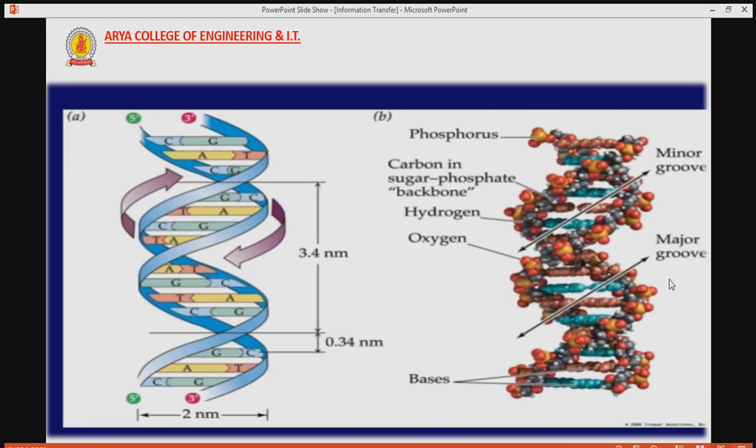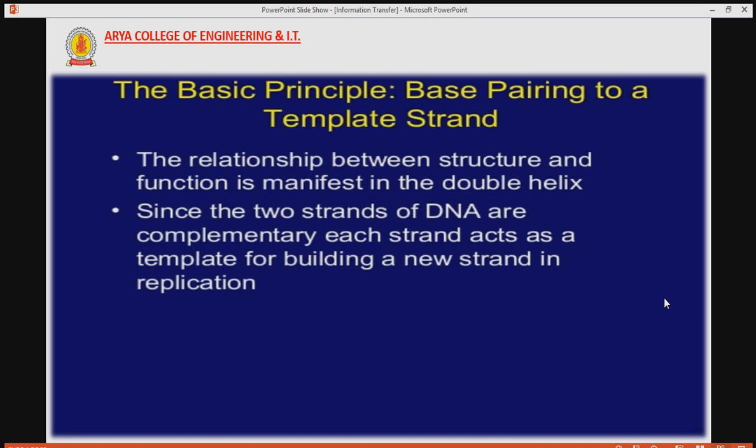This is the double helical structure of DNA. Here we can see cytosine is paired with guanine and adenine is paired with thymine, and this is the structure of DNA. So the basic principle, base pairing to a template strand, the relationship between structure and function, is manifest in the double helix.